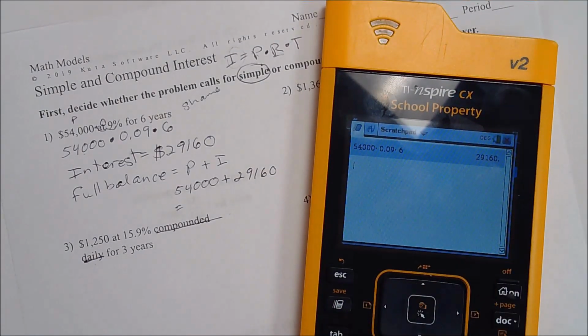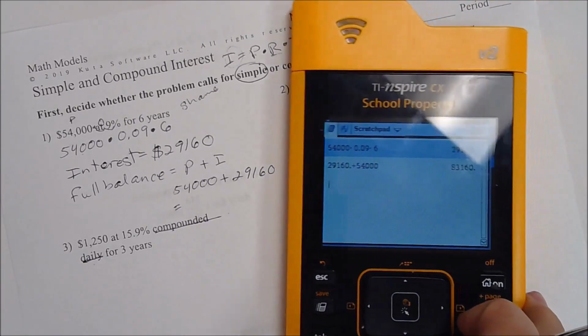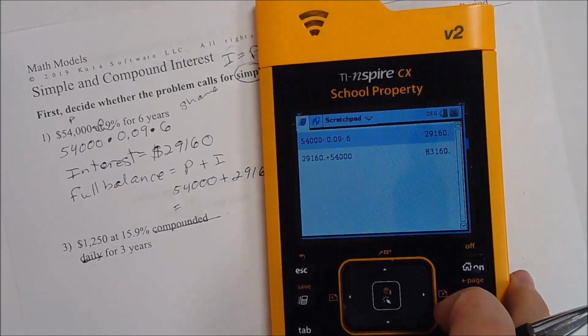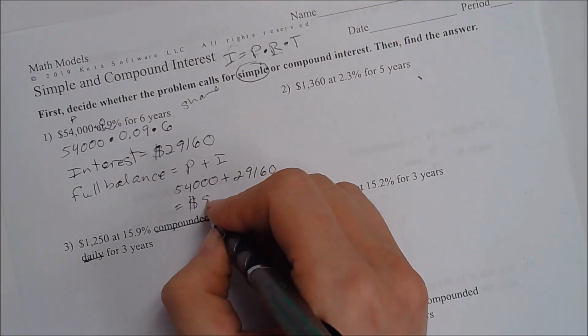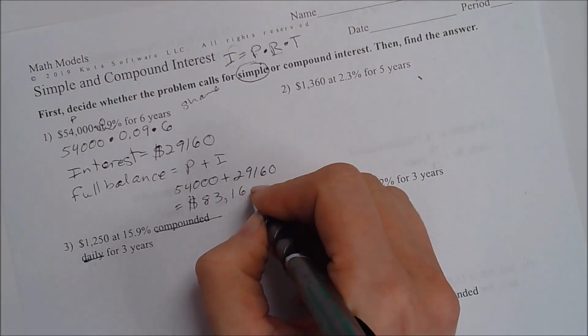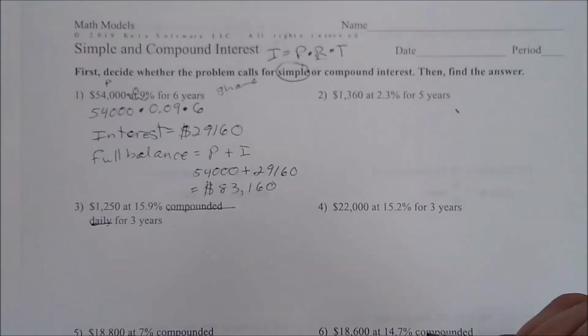And add those together. $83,160. It's your full balance.